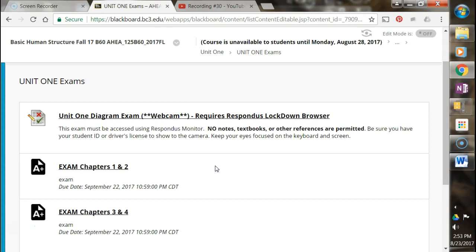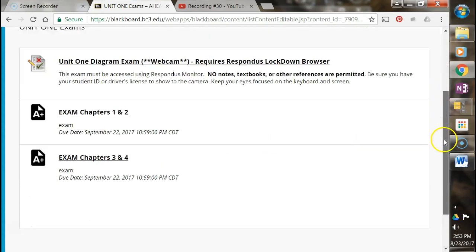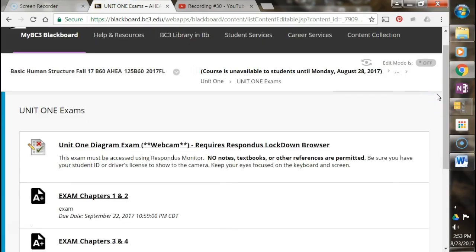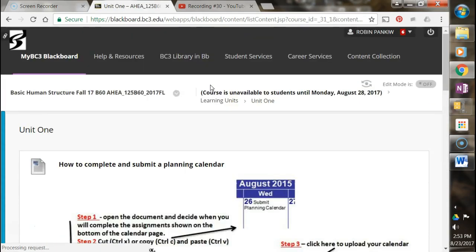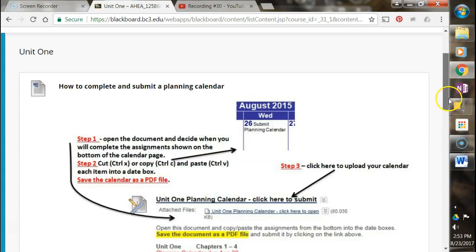Make sure your face is right in the screen. There will be some prompts in the very beginning with the camera that will ask you to look into the screen. You also have to show your identification. It can be a driver's license or it can be your BC3 ID, but it should have your correct name on it, and there'll be a snapshot taken of that so we know that it's you that is taking the exam. Now I can't click on that because I can't get into Respondus Monitor from my instructor's vision right now. So let's go back a little and see how you can prepare for these diagram exams.